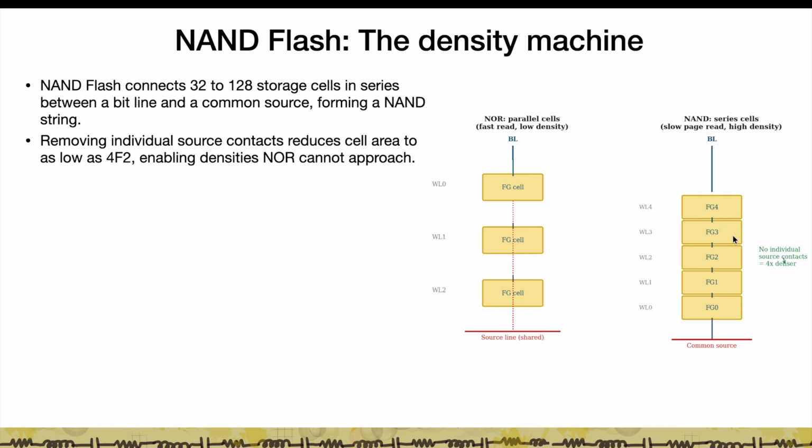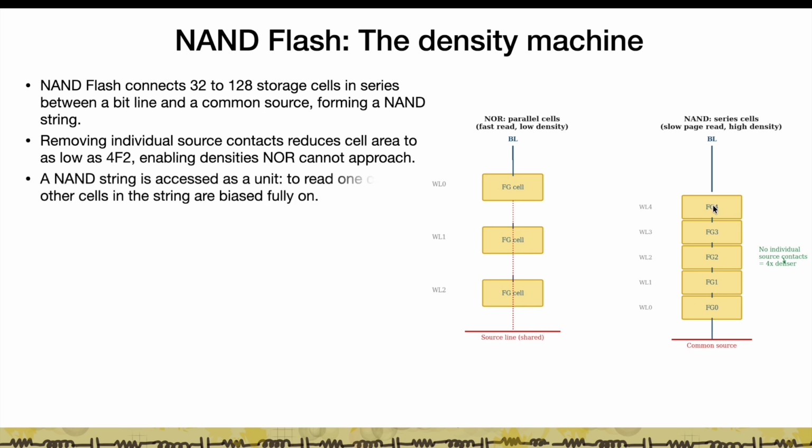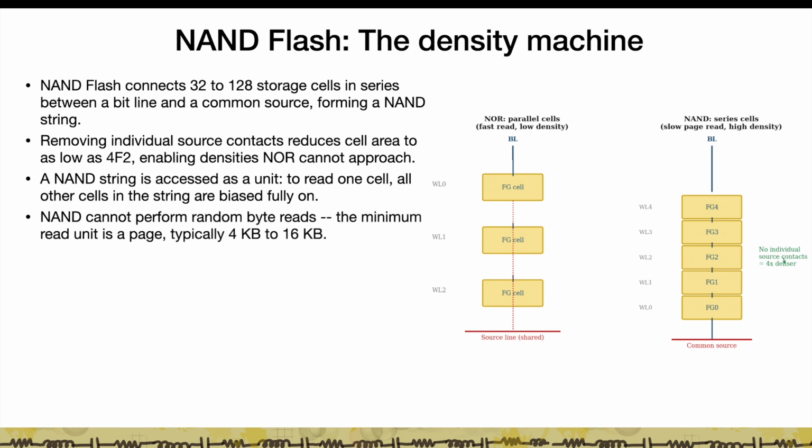In the NAND string on the right, there is no such individual connection. The cells are stacked vertically with shared nodes between them. The only connections to the outside are one bit line at the top and one common source at the bottom.